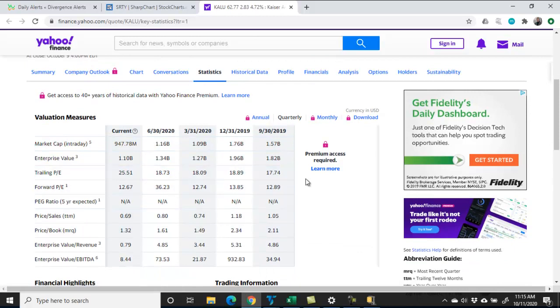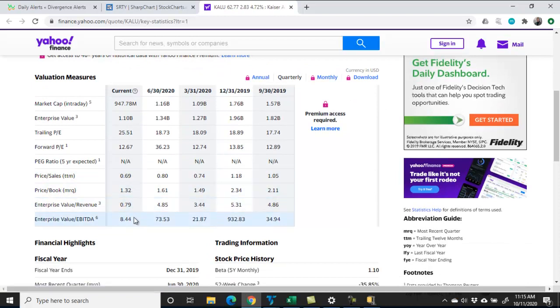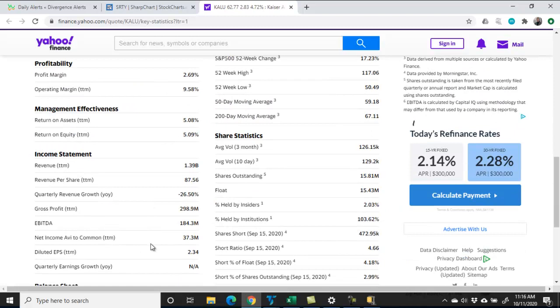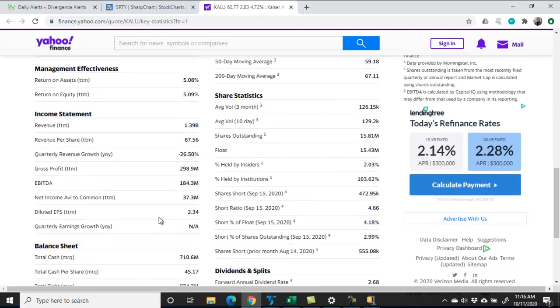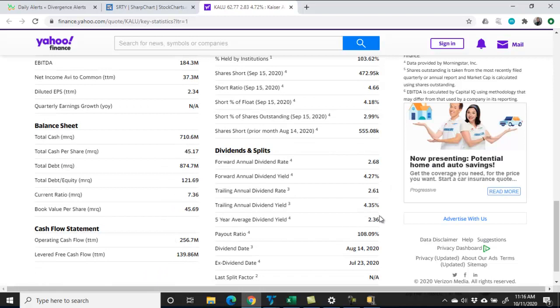So I can find out that currently it has some reasonable numbers. It's at least been profitable. There's a positive net income. The growth has been slower, negative, but it also has a positive cash flow. It's got a nice big dividend. So there are some potentially interesting things about this stock, KALU.